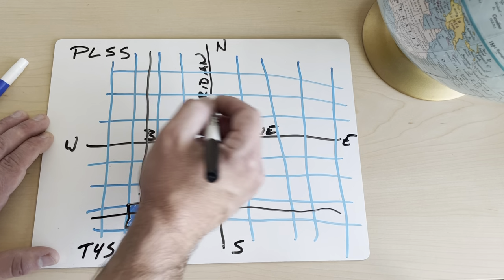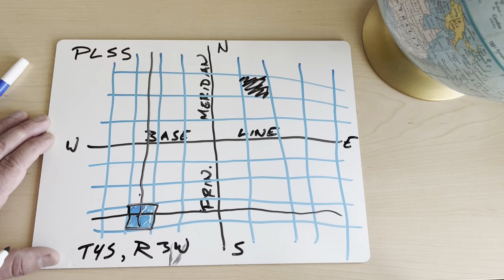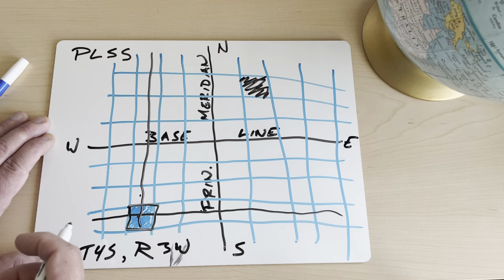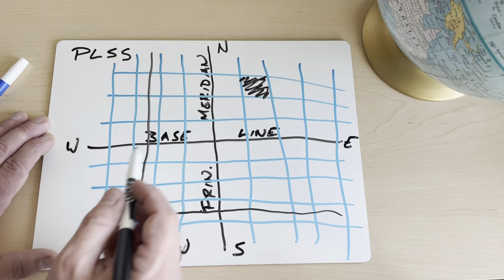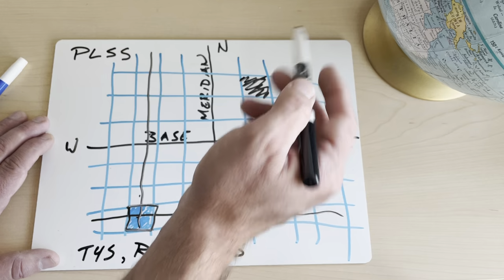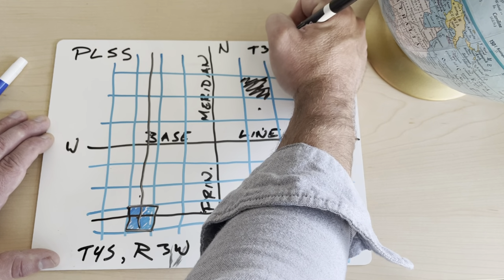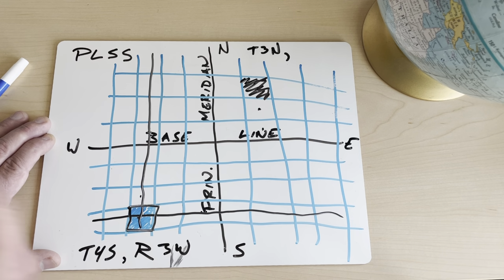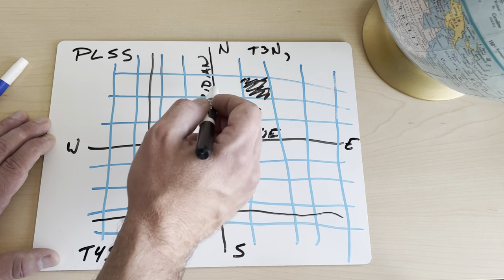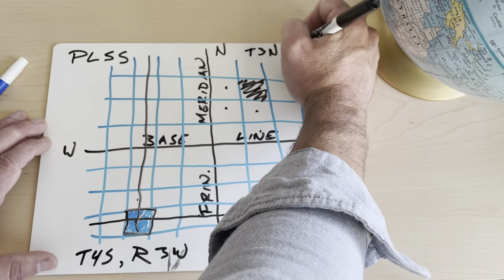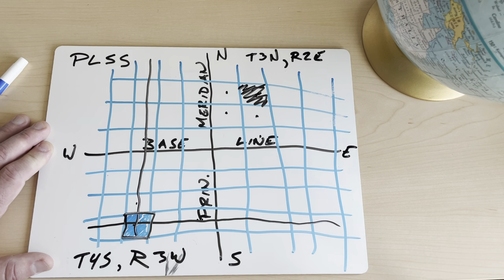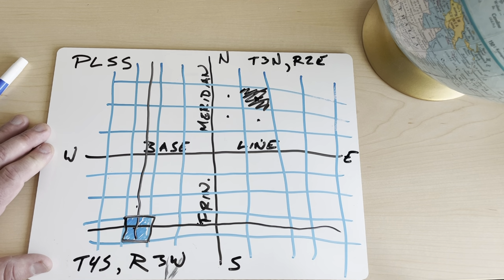And so, like, I don't know, let's do this one right up there. Feel free to pause this video, think about it. What is it? All you're going to do is find that baseline first. Hopefully you paused and tried this and got it. You find that baseline and you go 1, 2, 3. So it would be T3N this time. And then we're going to find the principal meridian and count over. All right, so 1, 2 over there. So it'd be R2E, right? So Township 3 North, Range 2 East is this guy right there.